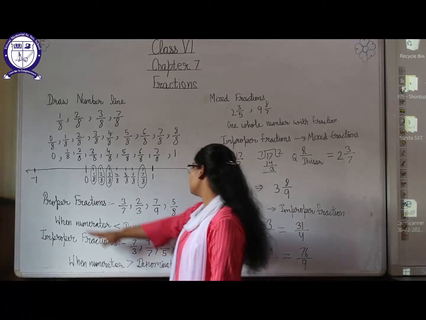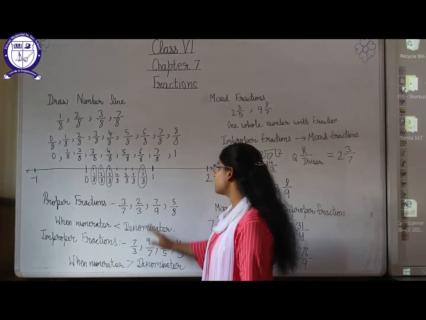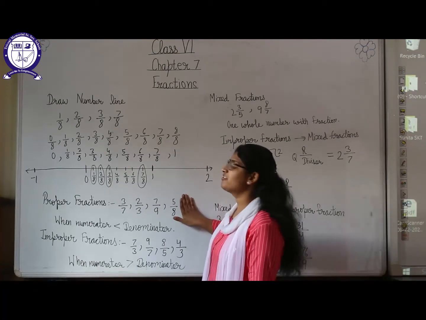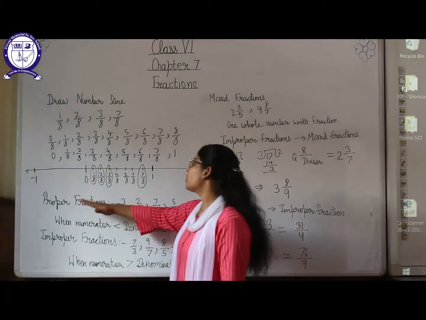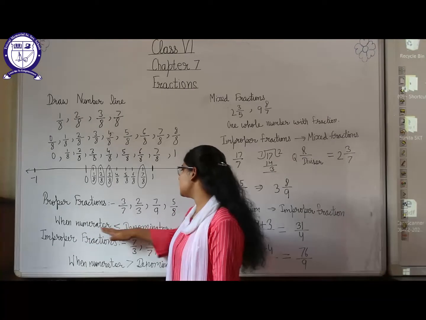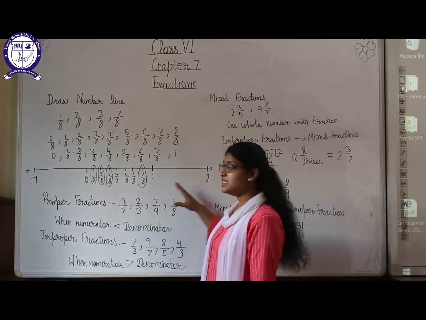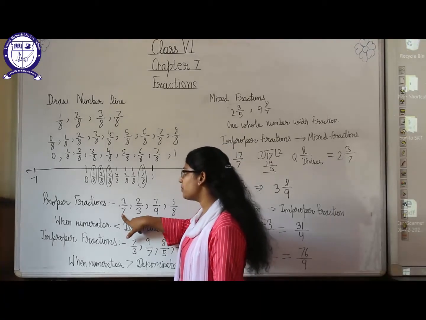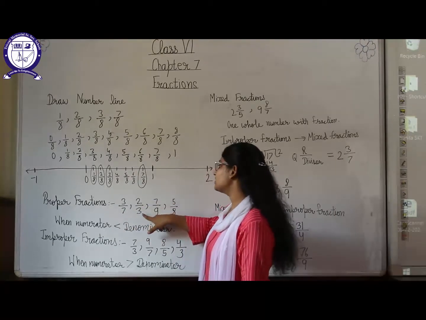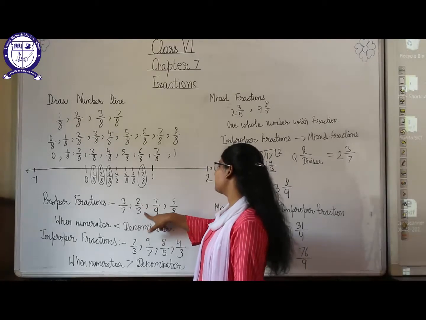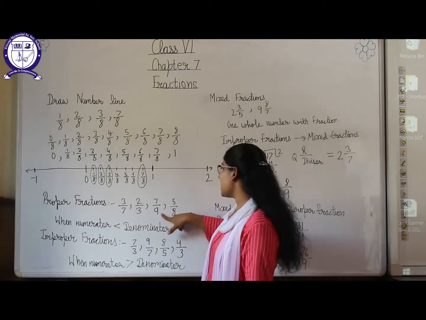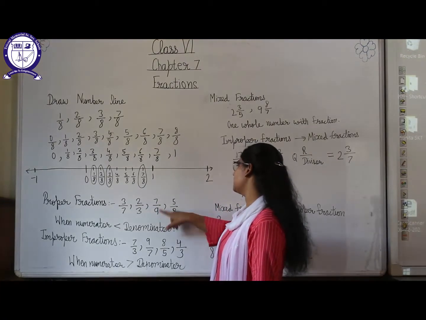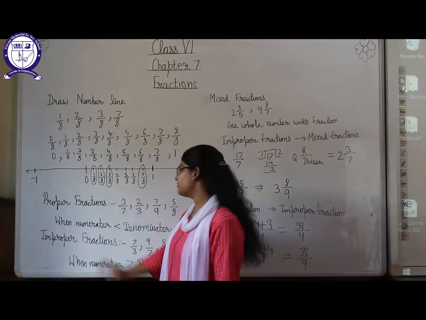Now in proper fractions, what are proper fractions? 3 by 7, 2 by 3, 7 by 9, 5 by 8, these are proper fractions. Why? Because proper fractions are those when numerator is less than denominator. In this if you will check, here 3 is smaller and 7 is greater, it means it is proper fraction. Here 2 is smaller and 3 is larger, so it is proper fraction. Here 7 is numerator and 9 is denominator, and here numerator is smaller than denominator. It means all these are proper fractions.